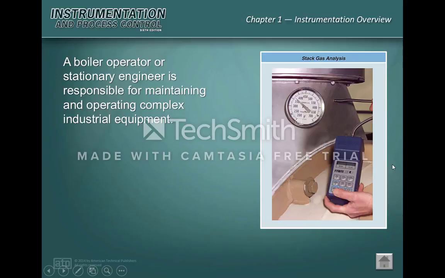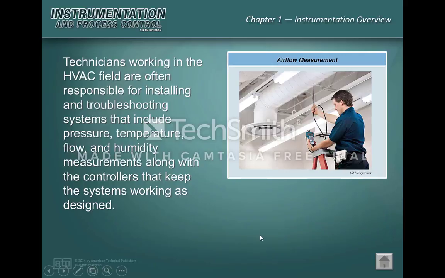A boiler operator or stationary engineer is responsible for maintaining the operation of complex industrial equipment. What you're seeing here is the backside of a boiler. It is monitoring the gases that are leaving the boiler, and they are leaving at 350 degrees. He is using a temperature probe to verify this temperature is correct. Technicians working in the HVAC field are often responsible for installing and troubleshooting systems that include pressure, temperature, flow, humidity, and keeping them working as designed. Once again, here's another HVAC technician. He is monitoring the air coming out of the system.